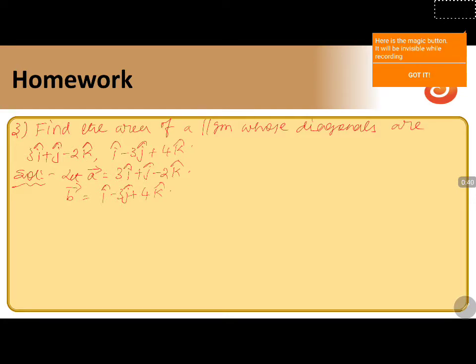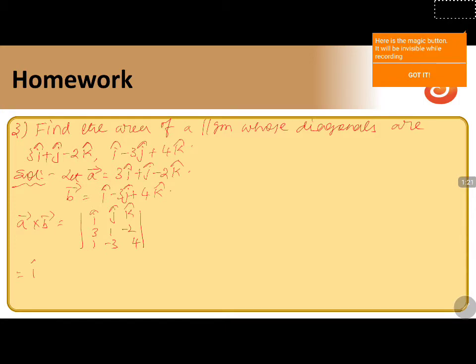The formula for the area of the parallelogram when diagonals are given is half of the magnitude of a vector cross b vector. So for that purpose, first we will calculate a vector cross b vector. So we will get it in the determinant form. The first row will be written in the form of i, j, k, while the second row comes from the a vector, that is 3, 1, minus 2, while the b vector gives the third row components, that is 1, minus 3, 4.